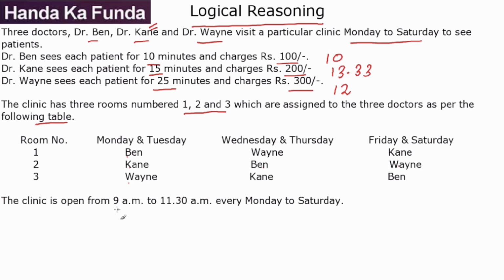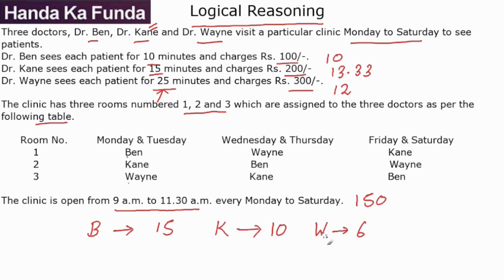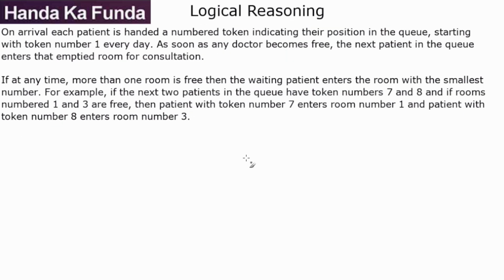The clinic is open from 9 a.m. to 11:30 a.m., which is a total of 150 minutes. That means that Ben, who takes 10 minutes per patient, will be able to take 15 patients, whereas Kane, who takes 15 minutes per patient, will be able to take 10 patients, and Dr. Wayne, who takes 25 minutes per patient, will be able to take 6 patients. So this is broadly what is happening. Let's see if we have more conditions.